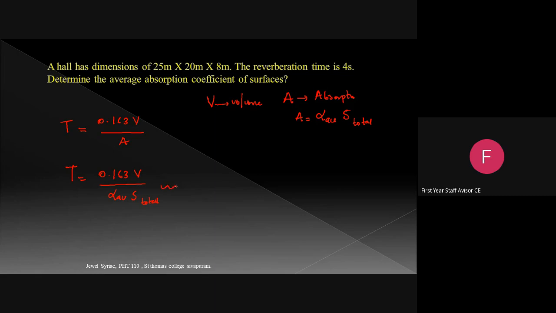So from this equation, what can we write? Alpha average is equal to 0.163 V divided by S total into T. Because we cross-multiplied T to the denominator, and similarly alpha average was brought to the numerator on the left side. So alpha average is equal to 0.163 V by S total into T.